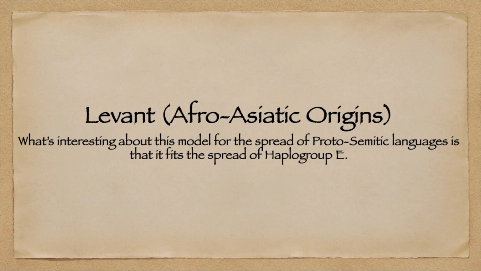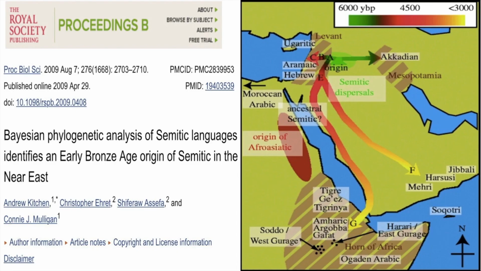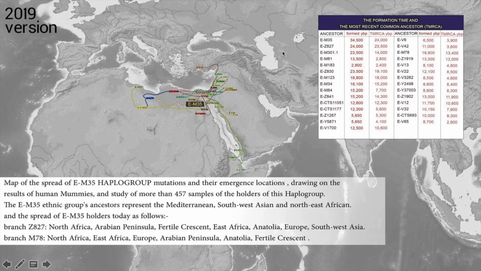What's interesting about this model for the spread of Proto-Semitic languages is that it fits the exact same spread of haplogroup E. So let's keep this model in mind. They have Semitic popping up, or should we say, cultivating itself in the Levant and then dispersing and going all throughout Mesopotamia and going into Arabia and back into the Horn of Africa. It fits exactly with what haplogroup E did if it originated in the Levant. It will go into Mesopotamia, and it will go into Arabia, and it will go back into Africa in the Horn of Africa.